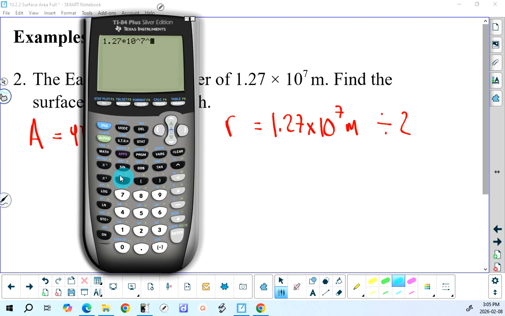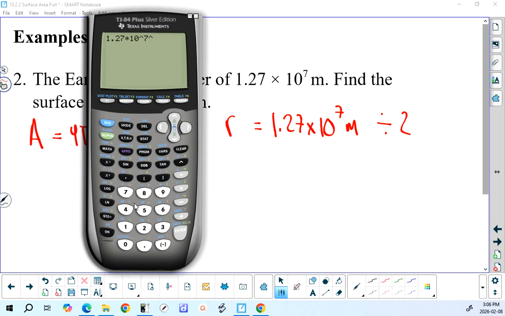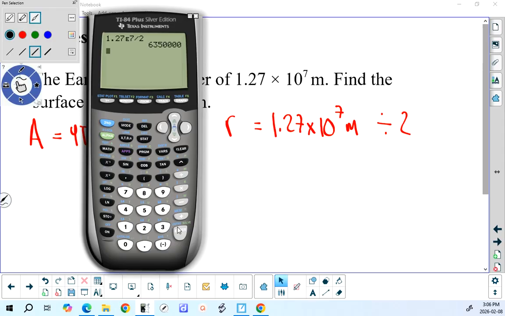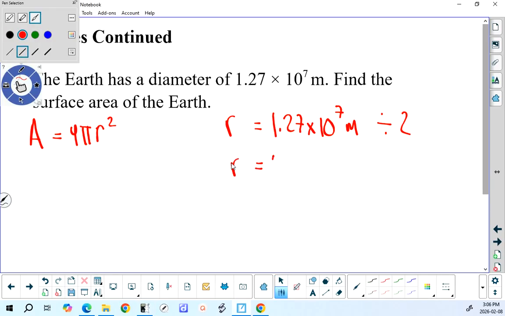So let me get rid of this now and show you what we would enter here. We would take 1.27, then you go second comma on a graphing calculator, and an E pops up, and it just means exponential notation, and then you enter 7. And it doesn't look like 1.27 times 10 to the 7 on my calculator. On some calculators it will, but you have to use that notation. So now I divide this by 2, and I get this number, 6350 with 3 more zeros. So that's the radius. 6350000.